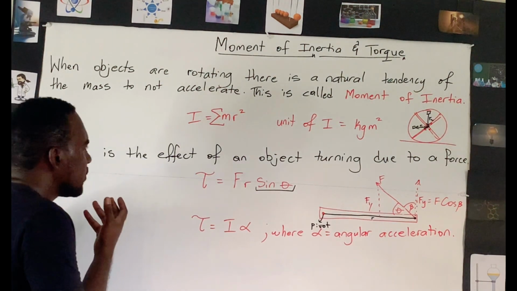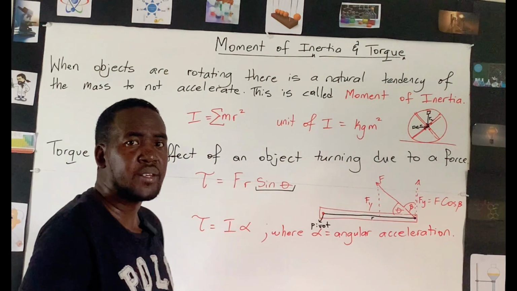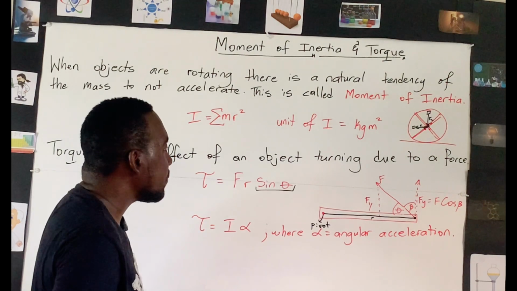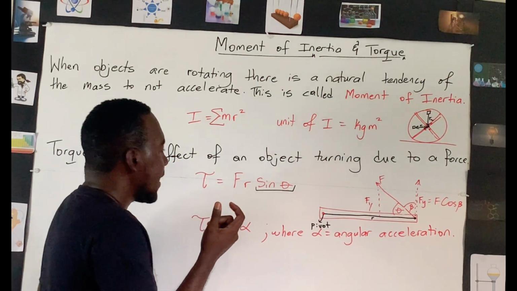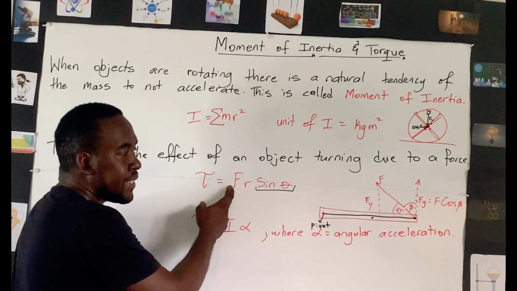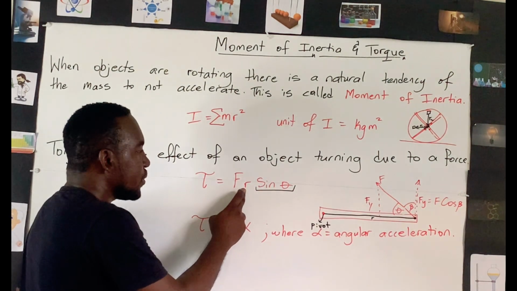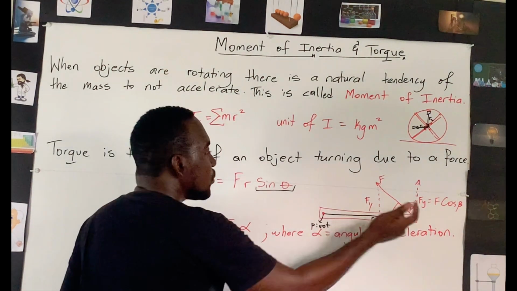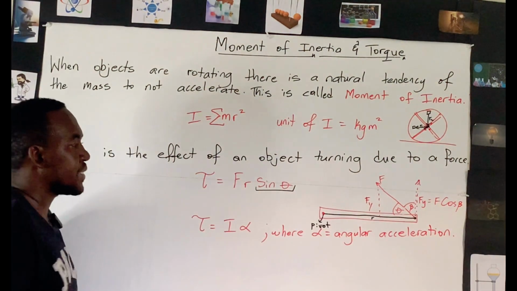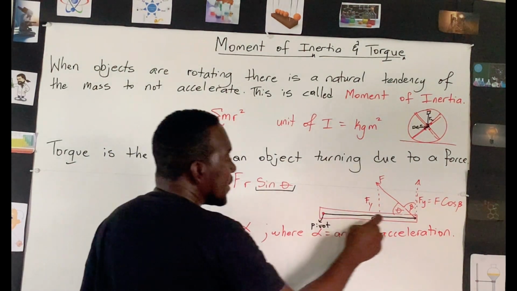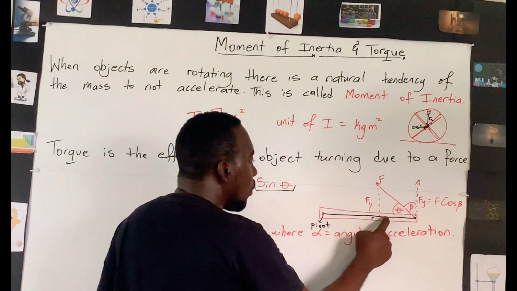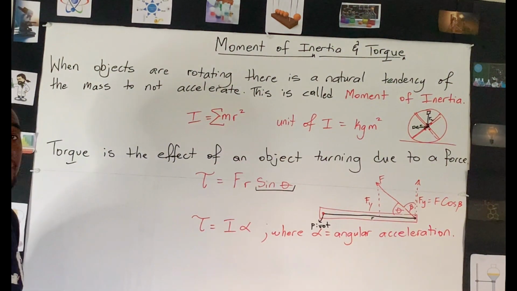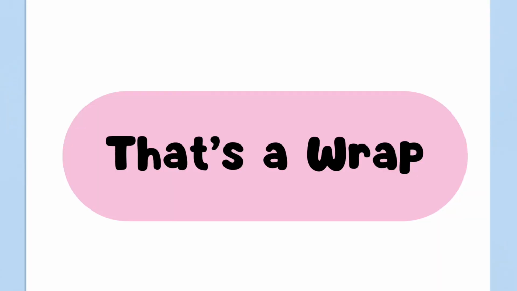And then we look at torque, which is basically the effect of objects rotating or moving about a unique point. And that torque is equal to the force that's being applied times R, which is the distance from the pivot point of rotation or the axis of rotation to the force, times sine theta if we have the angle between the force and R, or cos theta if we have the opposite angle. So that's the lesson for today.